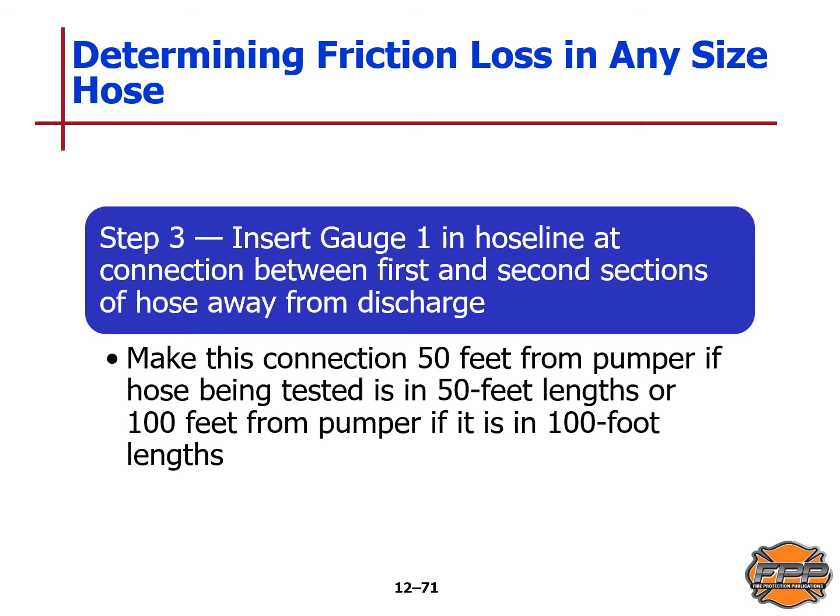Step 3, insert gauge 1 in the hose line at the connection between the first and second sections of hose away from the discharge. Make this connection 50 feet from the pumper if the hose being tested is in 50-foot lengths, or 100 feet from the pumper if it is in 100-foot lengths.